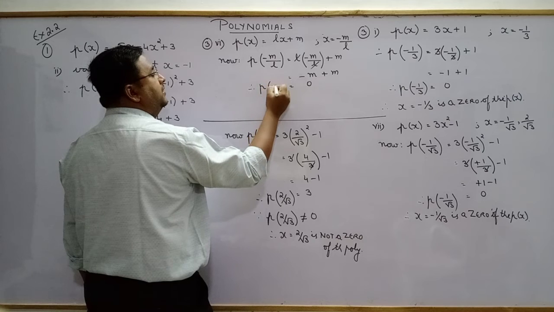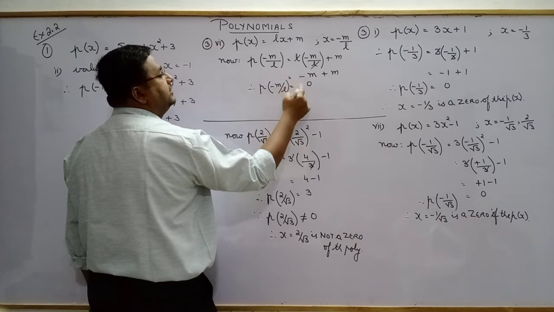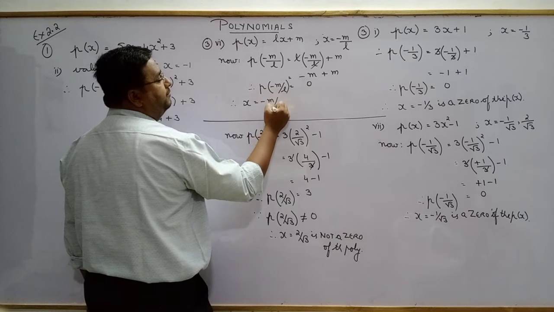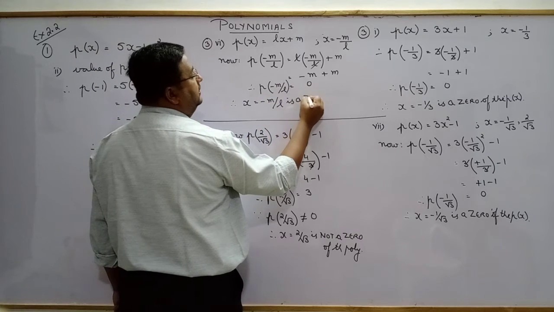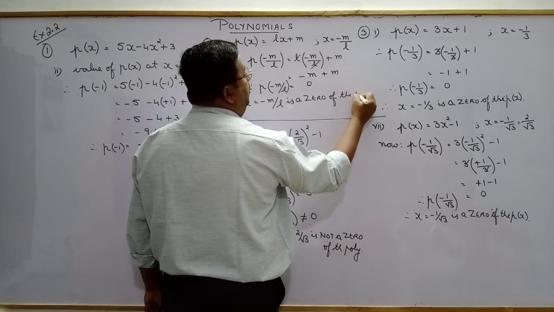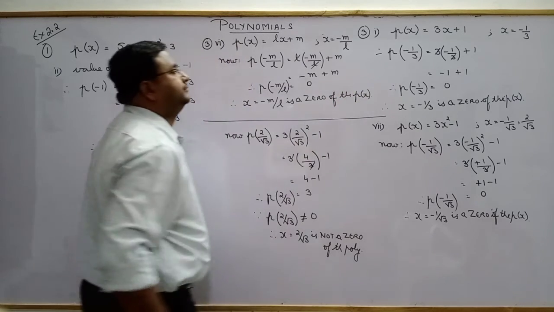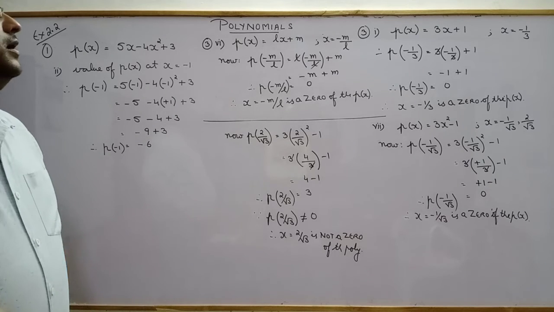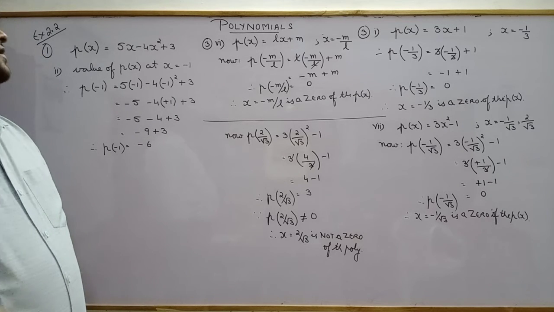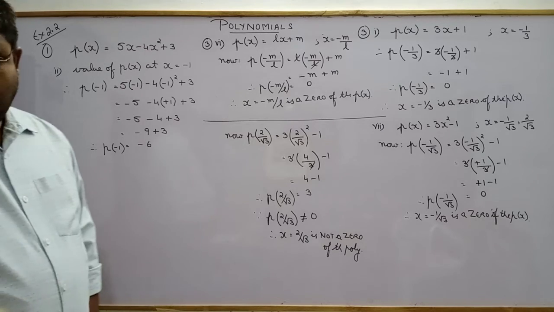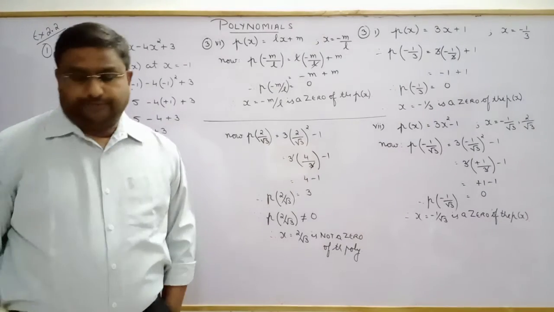P of minus m by l is equal to what? 0. So therefore x equals minus m by l is a 0 of the polynomial. Understood? 0 of a polynomial. Very, very important topic, students. Right? That was question number 3.